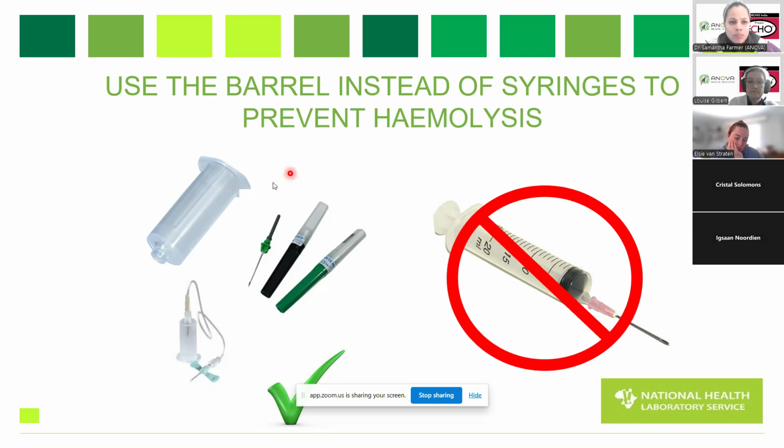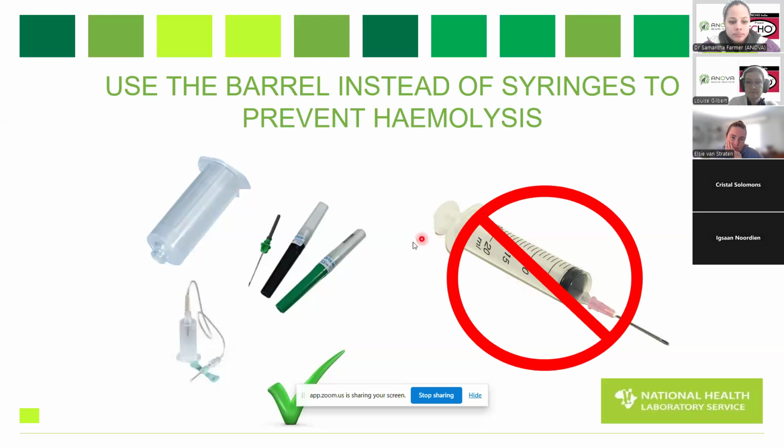Make your first choice what is called a tube holder, or a barrel, or more commonly a bulldog, or even a varkie. Those are the more common names for this item. Use that with a straight needle, and try and avoid the syringe. The syringe leads to hemolysis.